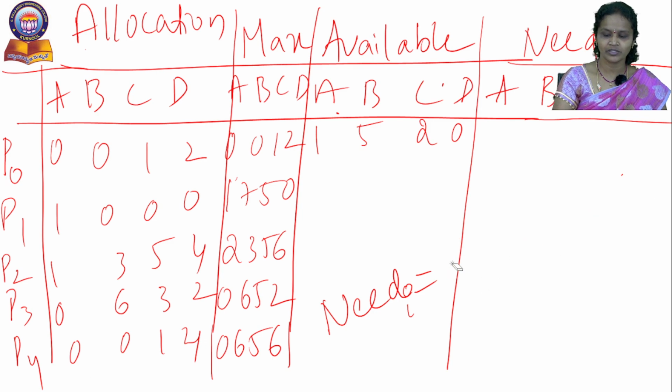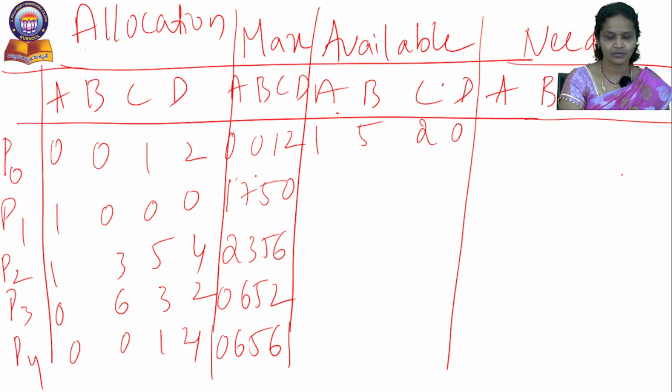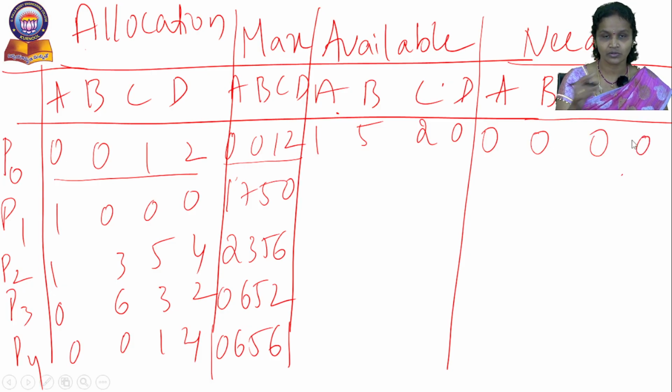So based upon this formula, let us calculate the need of process P0. As I said, need of I is equal to max of I minus allocation of I. Here max of process P0 is 0, 0, 1, 2 and allocation is 0, 0, 1, 2. So 0 minus 0 is 0, 0 minus 0 is 0, 1 minus 1 is 0 and 2 minus 2 is 0. So this is the need matrix of process P0.